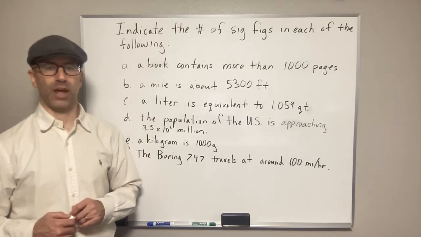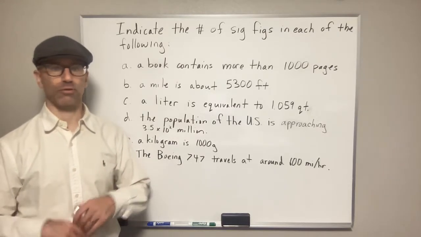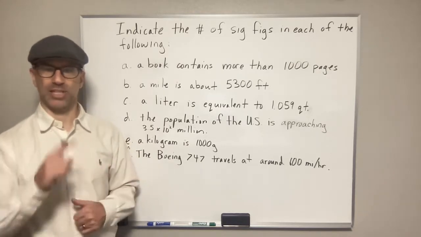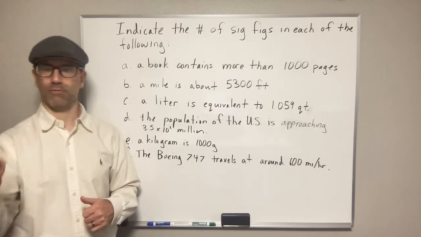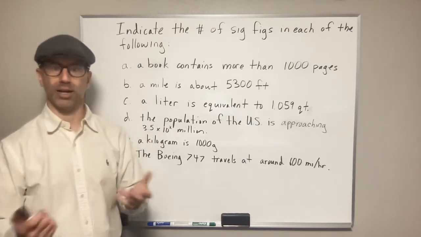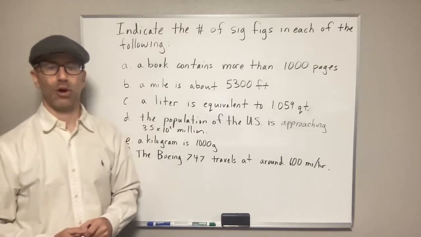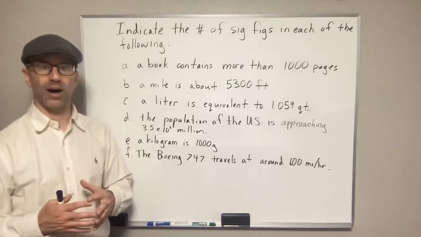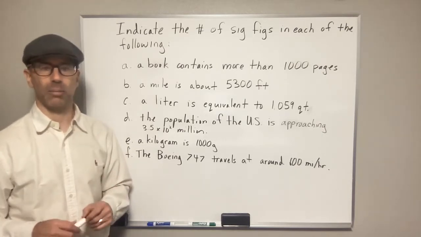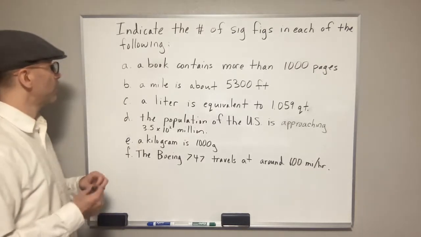For example, if you're counting the number of marbles in a bag or the number of students in a room or whatever, that's not a measurement. You just count 1, 2, 3, 4, 5. You're not measuring the number of people in a room, right? Or the number of marbles in a bag. So there is no limit to the significant figures because it's an exact number. Here are some examples I want to go over.